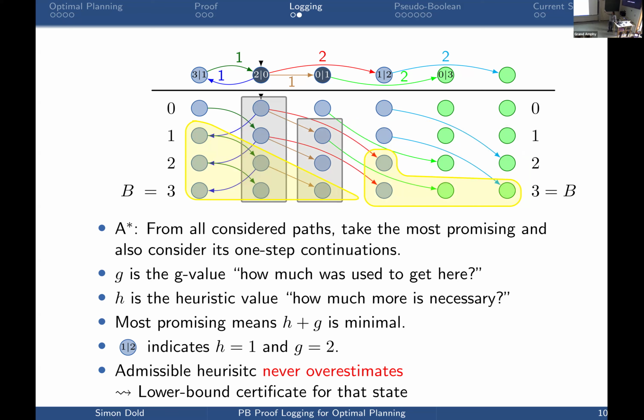And now I have a new path in consideration to this goal node, to this goal state. And it also has a heuristic value, which always has to be 1, otherwise it wouldn't be admissible. And for that, I would have some kind of trivial proof as well. And now I'm still deciding which one looks the most promising. And in this case, this one and this one look equally good.